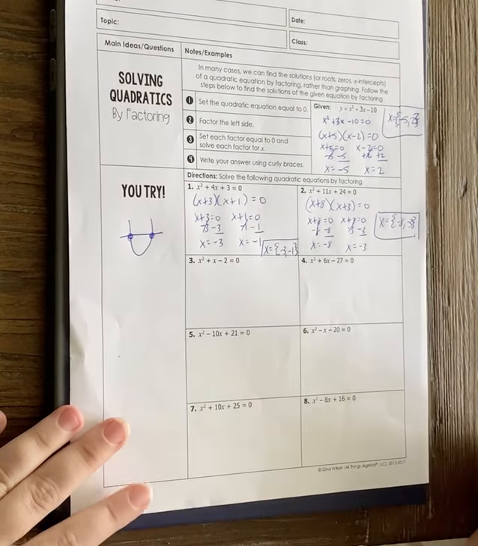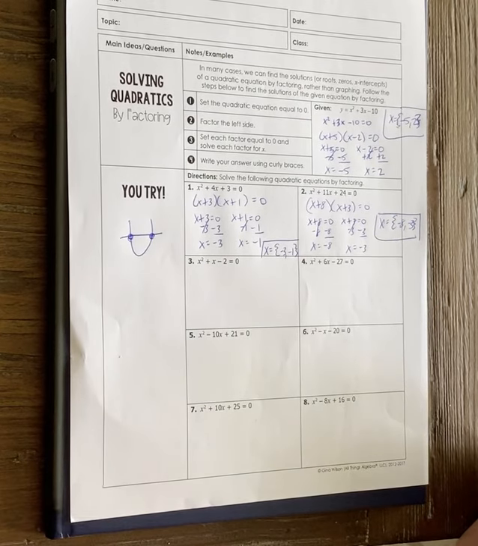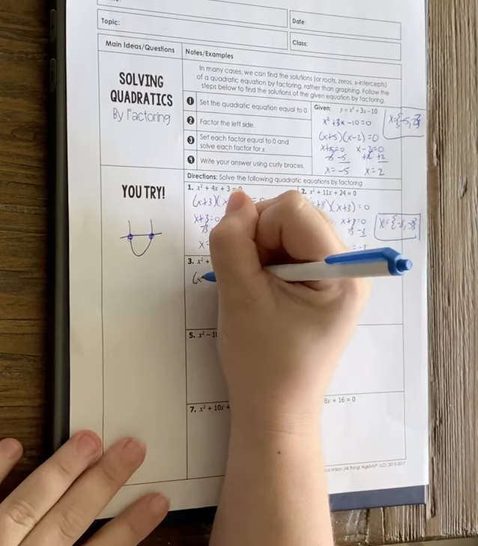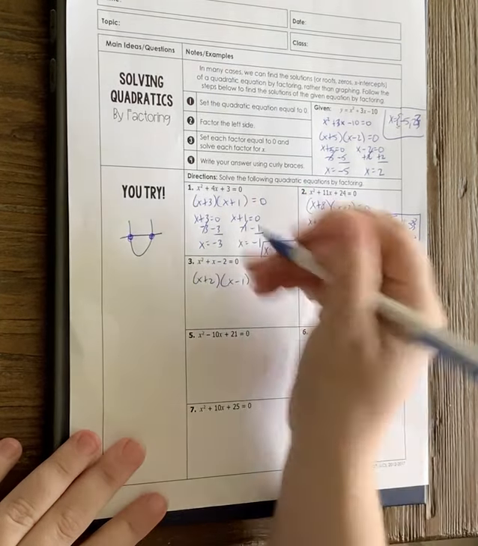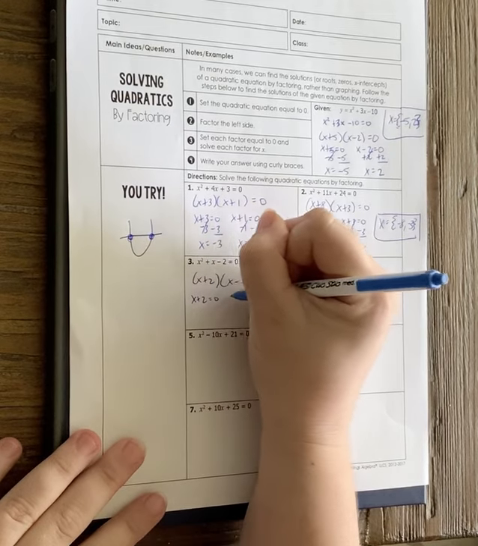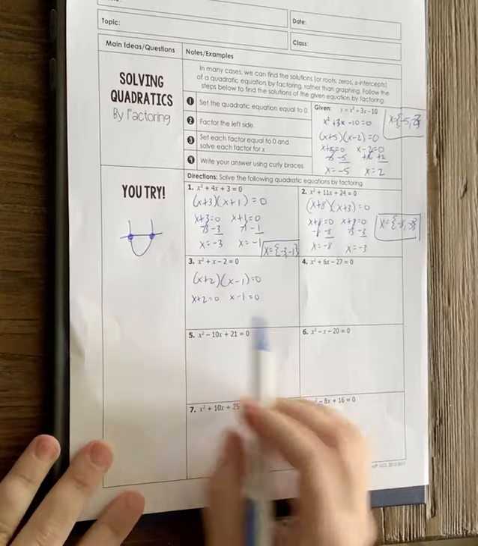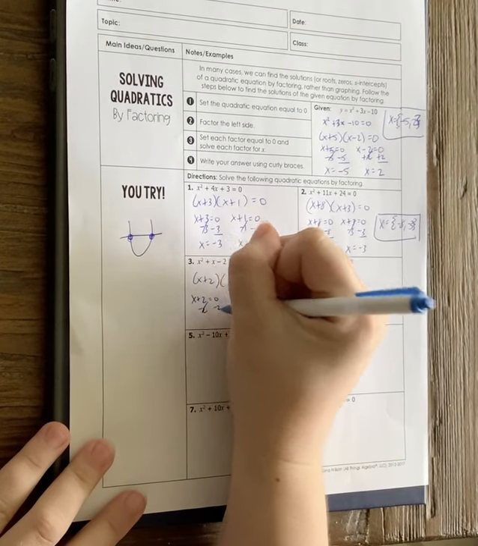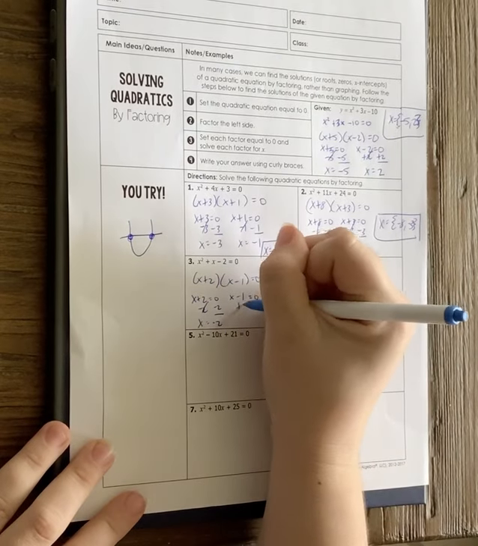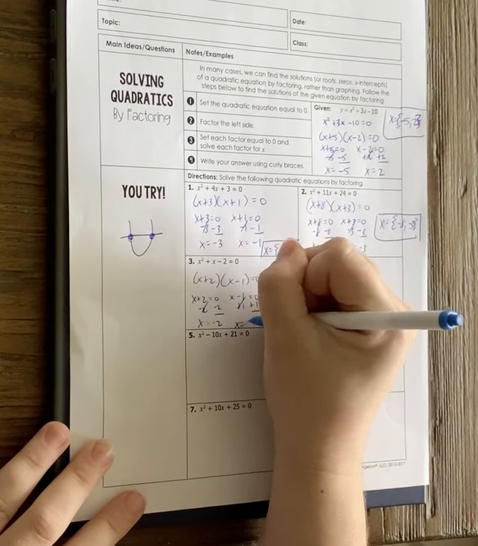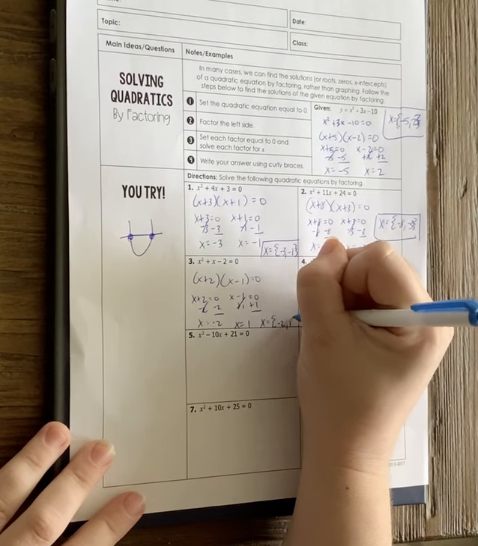Number 3, what multiplies to give you negative 2 and adds to give you a positive 1? It's going to be 2 and negative 1. So x plus 2, x minus 1. Set them equal to 0. To solve the first one, you want to subtract 2 over. So x equals negative 2. To solve the second one, you want to add 1 over. x equals a positive 1. So our solution set is negative 2 and 1.